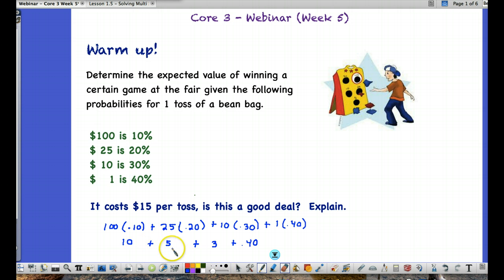Okay, so if we add those up, 10 plus 5 is 15, plus 3 is 18, plus 40 cents. That's $18.40 is the expected value of playing this game. So, all right guys, here's what I want you to do. Up on your screen at the top, do you guys see the little man with the hand raised? What I want you to do is you're going to agree or disagree. So, hit agree if you think it's a good deal to play this game if it costs you $15 to play the game. Hit disagree if you disagree.